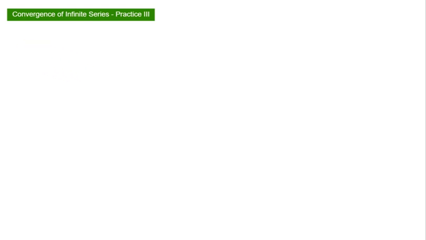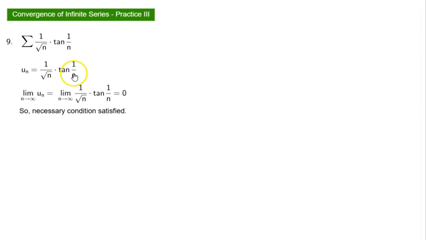Let us solve some more problems on convergence of infinite series. Now, the series that we are given is 1 by root n times tan of 1 by n. So, the nth term u sub n is equal to 1 by root n times tan of 1 by n. Now, we take the limit as n goes to infinity of u sub n, which is equal to the limit as n goes to infinity of 1 by root n times tan of 1 by n, and this goes to 0. That is, it is equal to 0. So the necessary condition is satisfied.